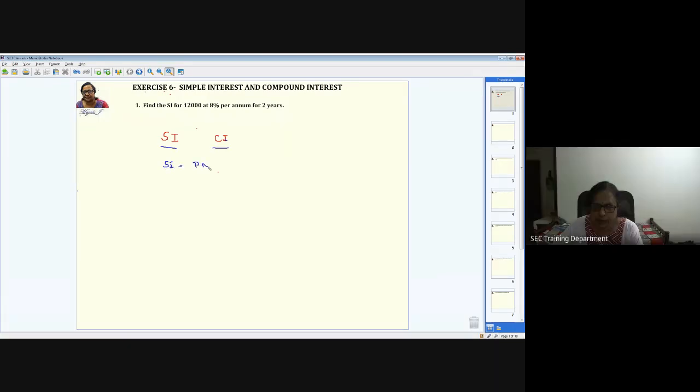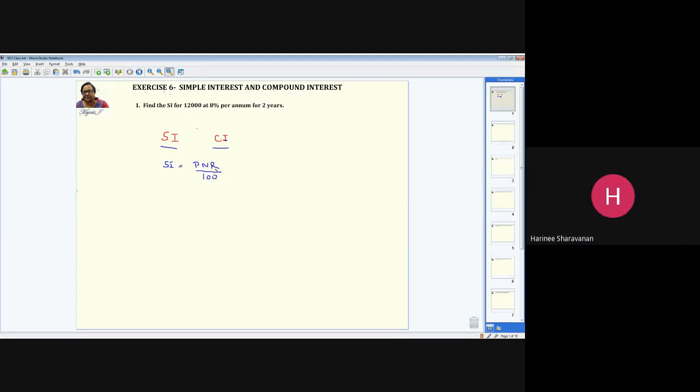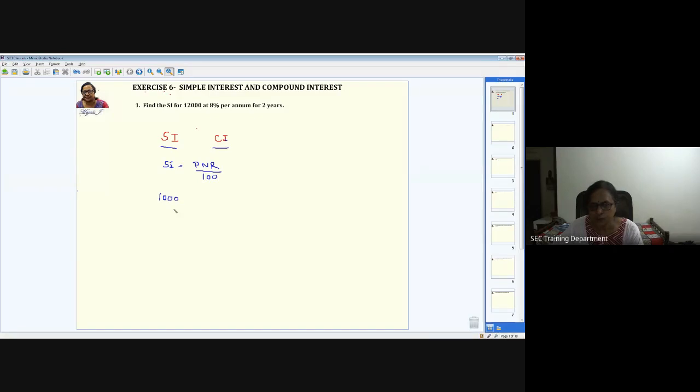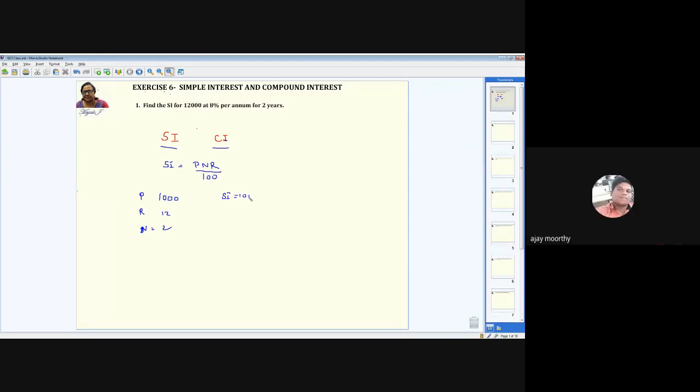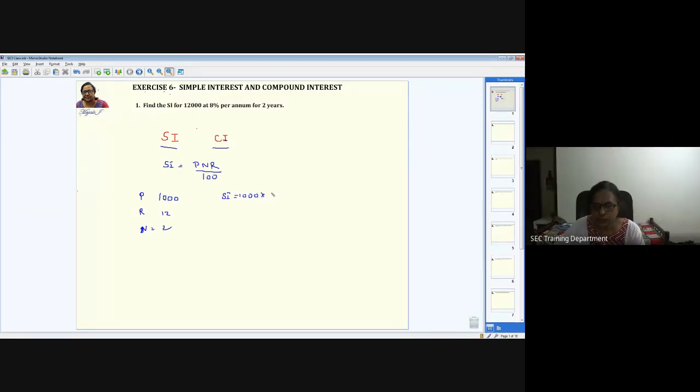What's the formula for simple interest? PNR by 100. P for principal, N for period, and R for the rate of interest. Suppose the principal is 1000 and the rate of interest is 12 percent. If you have to calculate for 2 years, N is 2. The simple interest is 1000 into 2 into 12 divided by 100. So how much is it?